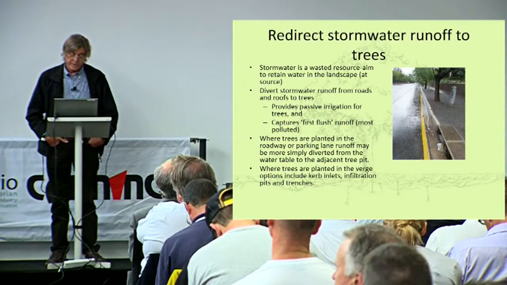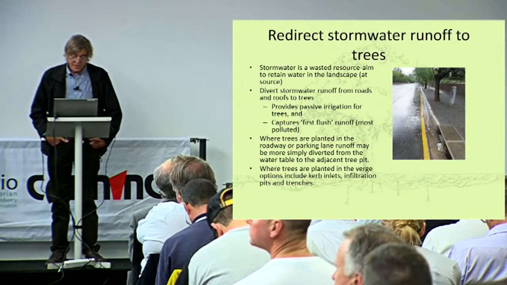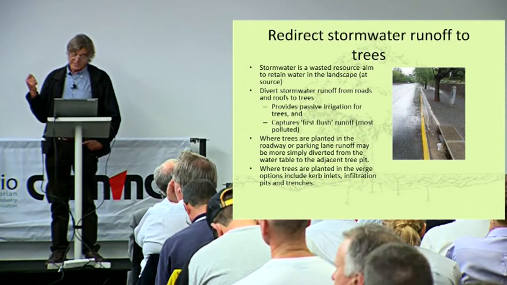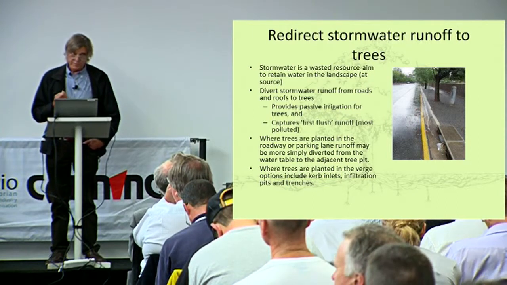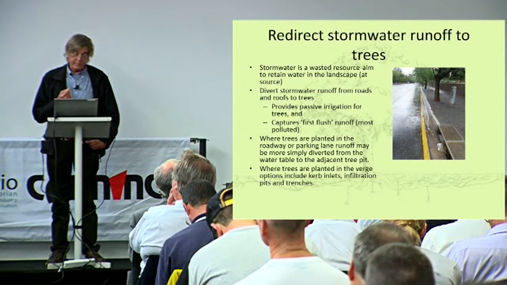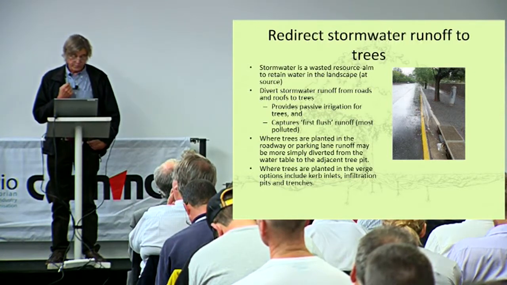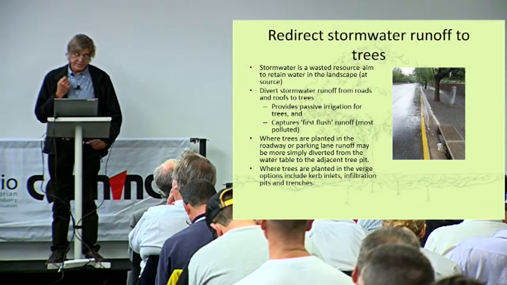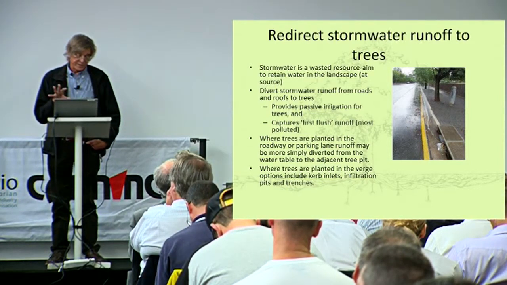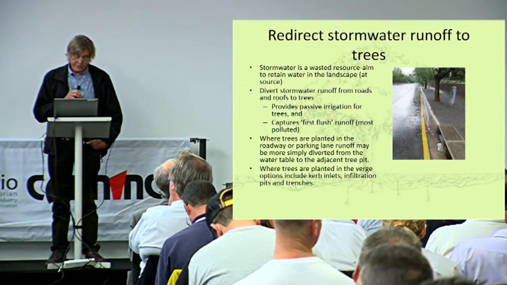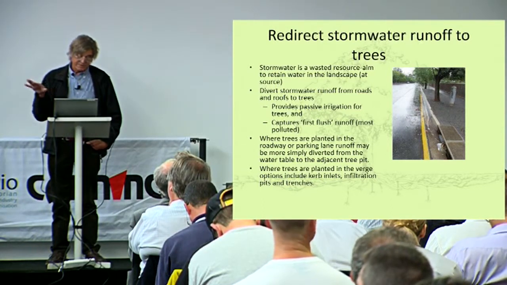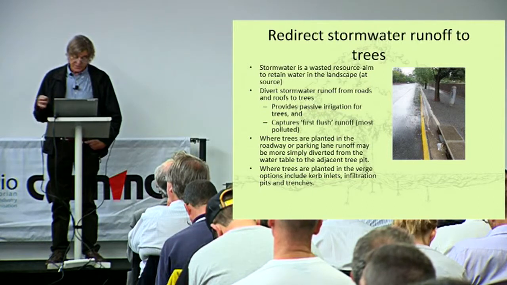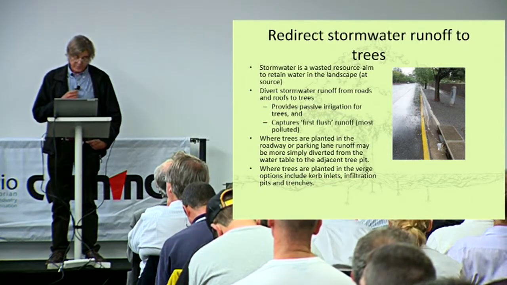Another option is redirecting stormwater runoff to trees. So we all know that stormwater is a wasted resource. We tend to put it into drains and remove it from our cities and put it into the ocean. Why not retain stormwater? Why not retain rainfall at source where it falls? And divert stormwater runoff from roads and roofs to trees, which provides passive irrigation for the trees. It also captures that first flush runoff, which is the most polluted. So where trees are planted in the roadway or the parking lot, it's quite easy to redirect stormwater to the trees. Where trees are planted in the verge itself, a number of other options have to be explored.